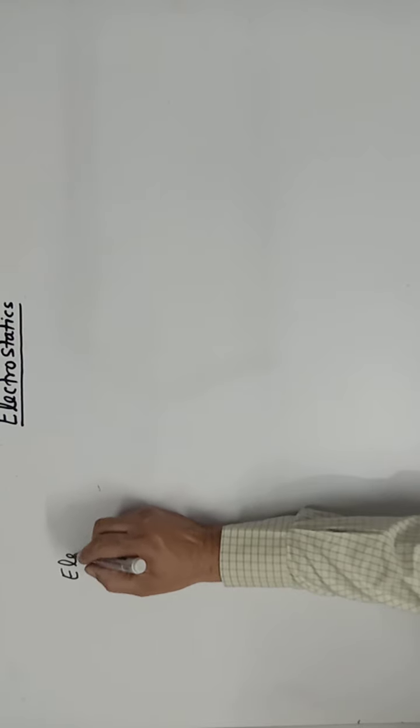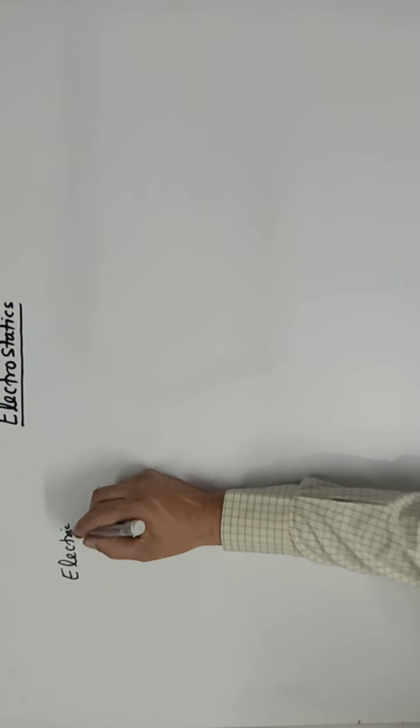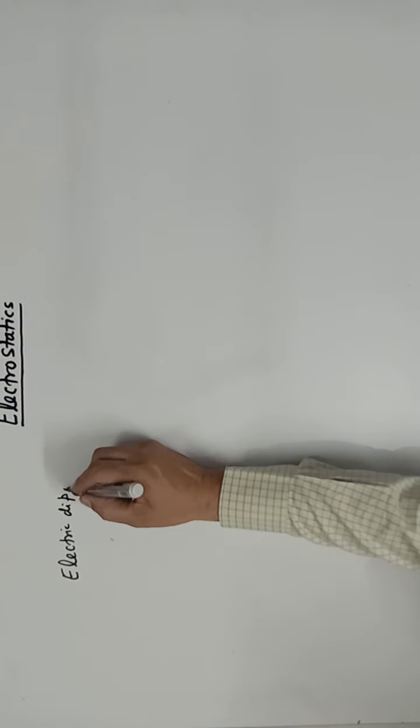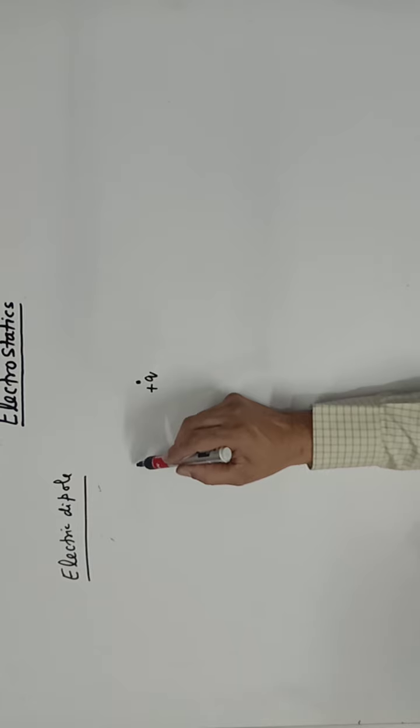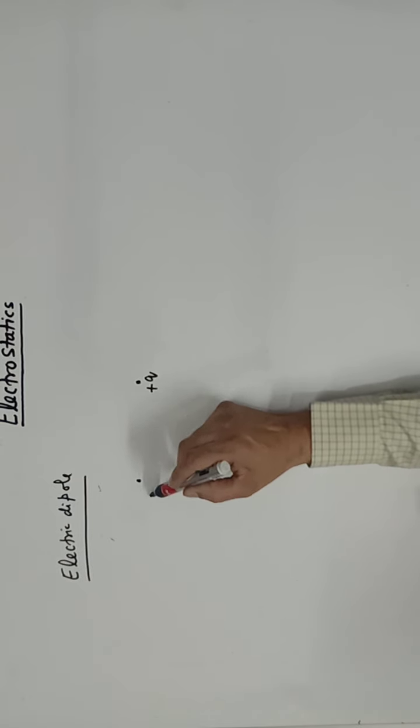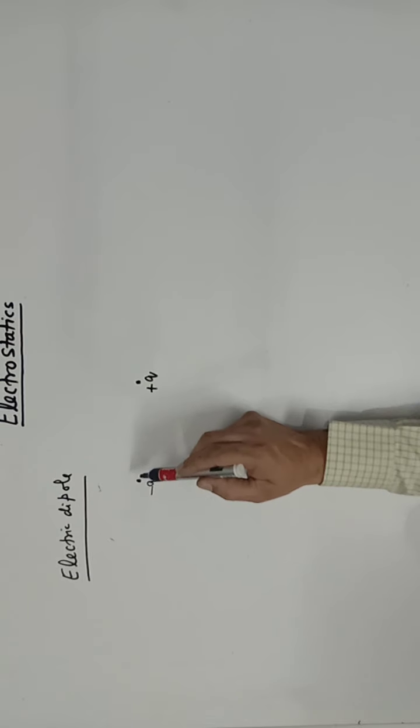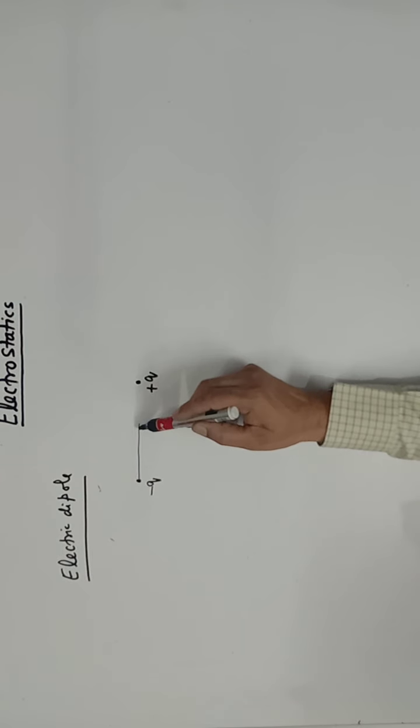Now our next topic is electric dipole. An electric dipole consists of a pair of equal and opposite point charges separated by some small distance. A pair of equal and opposite charges. One charge is plus Q and the other charge is minus Q. They are placed at a small distance.